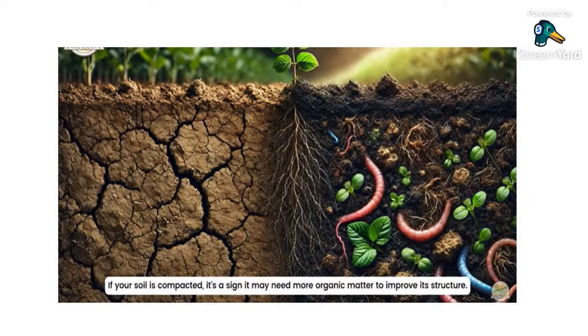If your soil is compacted, it is a sign it may need more organic matter to improve its structure. In this case, compacted soil is more prone to erosion. So with the addition of organic matter, it holds and binds the soil particles and creates space between the soil particles, which is crucial for soil health.